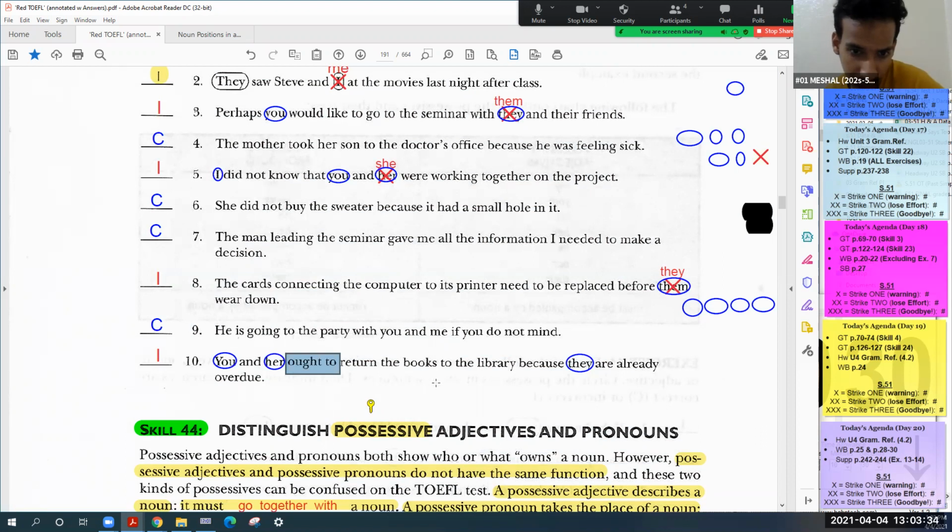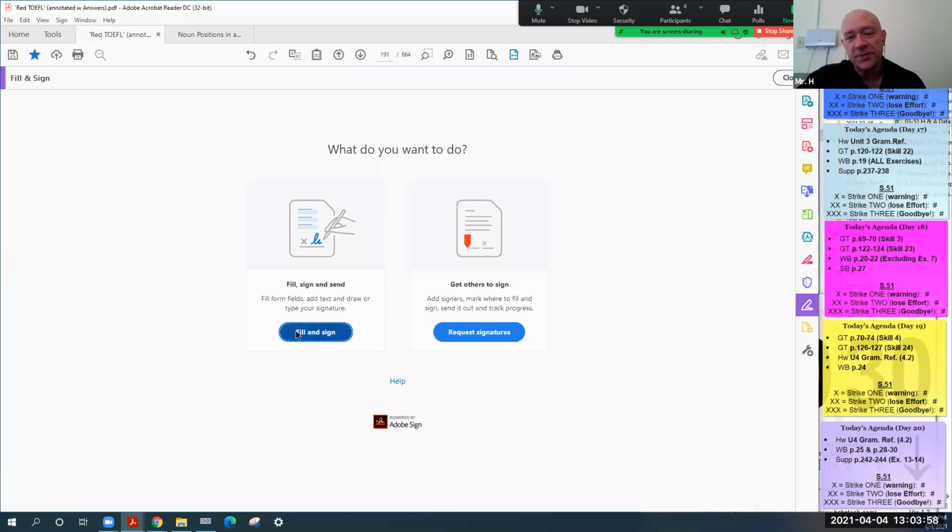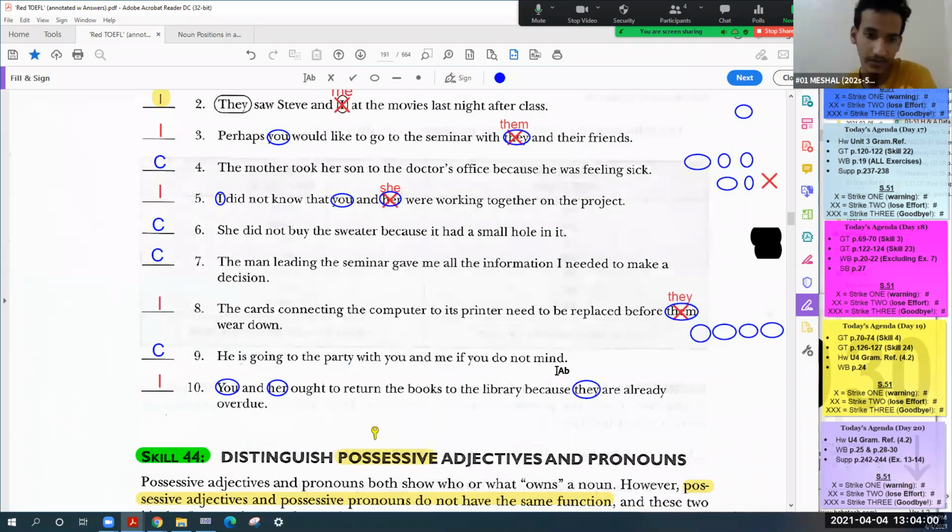Did we learn this? Did we study this at Headway? Yes, I think so. Unit one. Remember the modals in unit one? Yes. This is a modal. What does it mean? Should. Should, ought to return, should return. Okay, so where is the problem here? Why is this one incorrect, gentlemen?